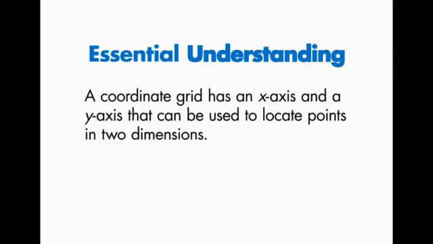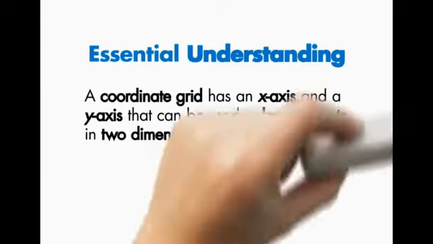The essential understanding for this lesson is a coordinate grid has an x-axis and a y-axis that can be used to locate points in two dimensions. Previously, students graphed points on number lines and used ordered pairs to name points on a coordinate grid. In this lesson, they graph points on a coordinate grid.